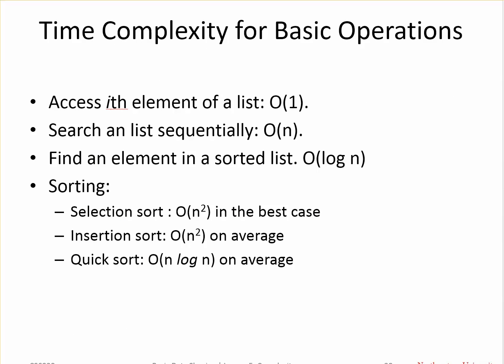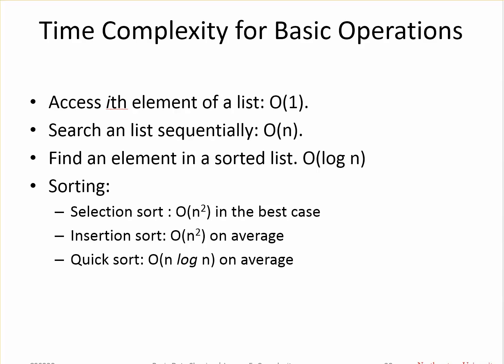Now here are the time complexities of some basic operations that you might need to carry out. So for example, to access the ith element in a list, vector of some kind, is typically O of 1 if it's implemented using an array. If it's implemented using a linked list, it would be O of n. To search a list sequentially would be O of n. We just talked about this earlier. You would have to, on average, search half the number of elements, or in the worst case, all the elements, which means it is linearly related to the size of the input.